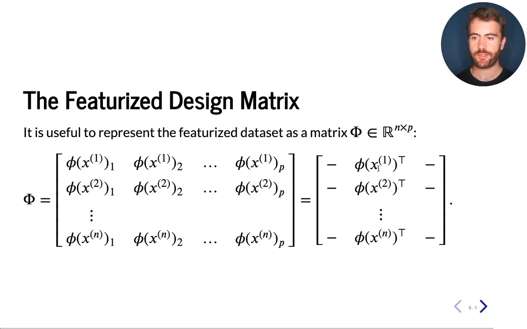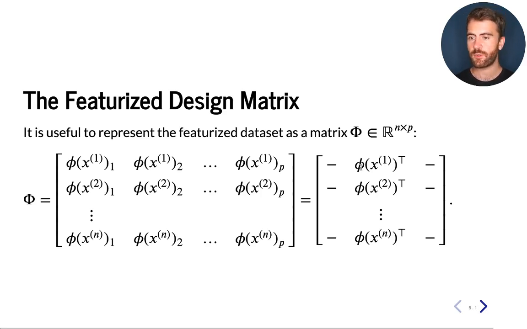Here, each x is an input with some raw attributes. Now we have featurized it with phi. That is another column vector of dimension p. And now we can simply take each of them to be a row. We take the transpose to make it a row vector. And now we just stack all of these rows one on top of another to form a matrix called the featurized design matrix. And if our phi were attributes instead of features, we would have our design matrix.